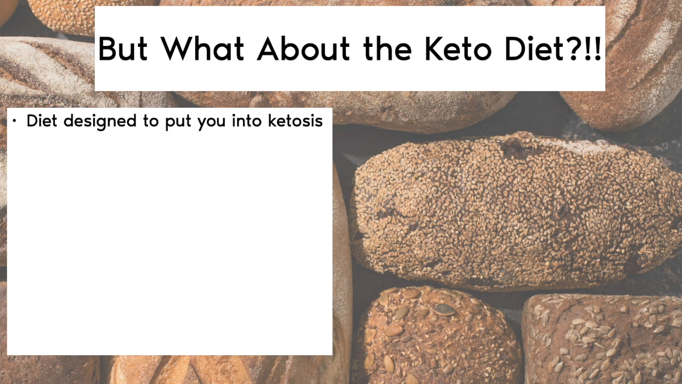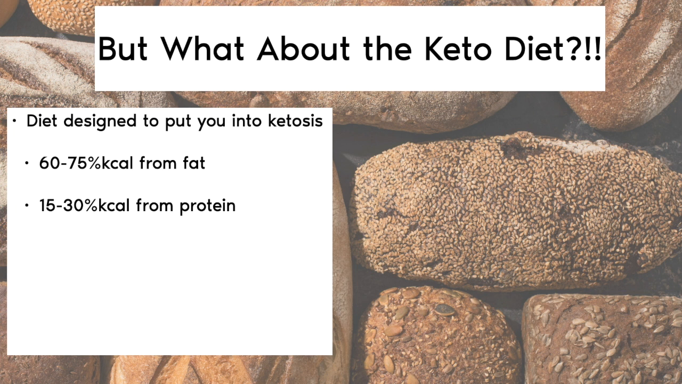So this is a really low carbohydrate, even a pretty low protein diet. It's very high in fat. So on the keto diet, you get 60 to 75% of your calories from fat, 15 to 30% from protein, and 5 to 10% of your calories from carbohydrate. So you're really trying to put yourself into ketosis where you're only using fat for energy.